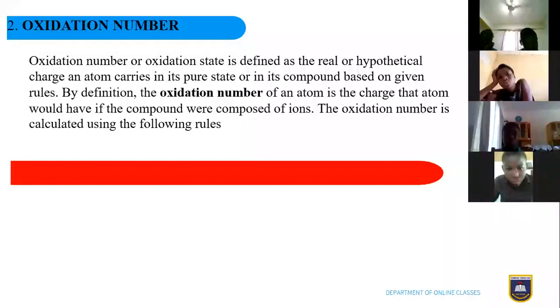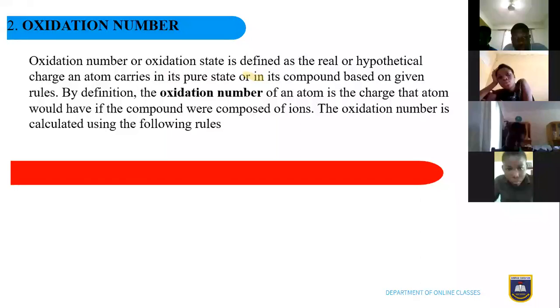So when you go to an examination, and they ask you to define oxidation state, it is the same as being asked to define oxidation number. It is defined as the real, or what we call the hypothetical charge. Hypothetical means imaginary or an assumed charge, a charge that is not real, that an atom carries in its pure state or in its compound form based on given rules. And those rules are what we call IUPAC rules.